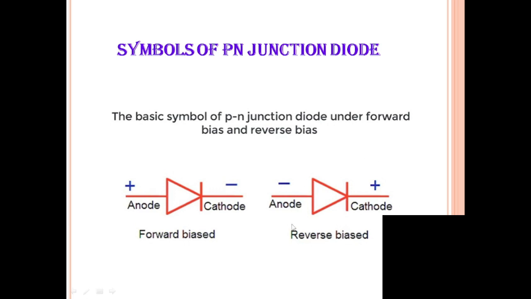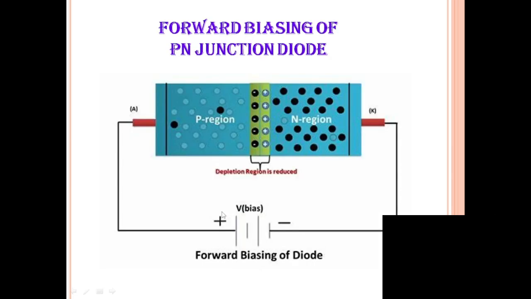Similarly, in reverse biasing, the anode is connected with the negative terminal of the power supply or battery, and the cathode is connected with the positive terminal of the battery. This is the reverse biased connection. Before going into the depth of this concept, always remember that the conventional current flows from anode to cathode, and the electron flow direction is from negative to positive.